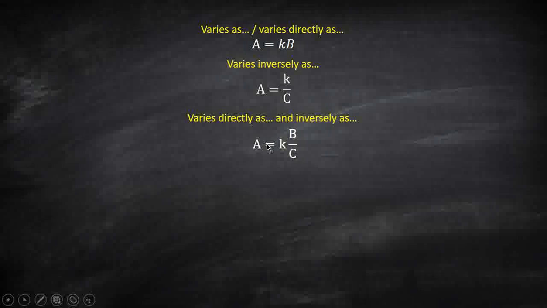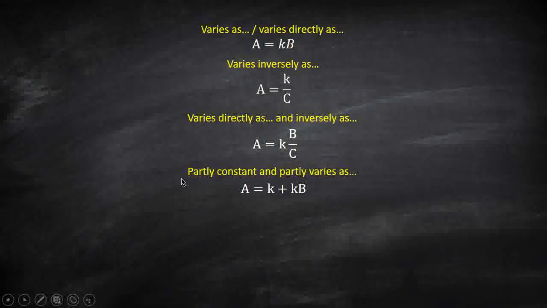A varies directly as B and inversely as C. Directly, A is equal to B, and inversely as C means divided by C. So A is equal to kB divided by C. Say in a question, you will use this. And the next 2 formulas also come in questions.